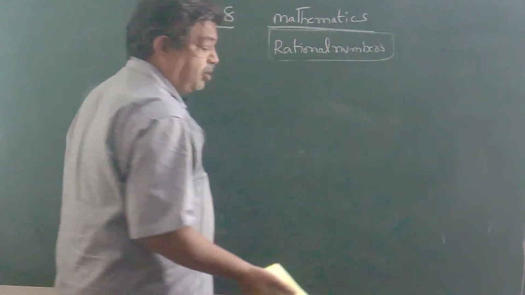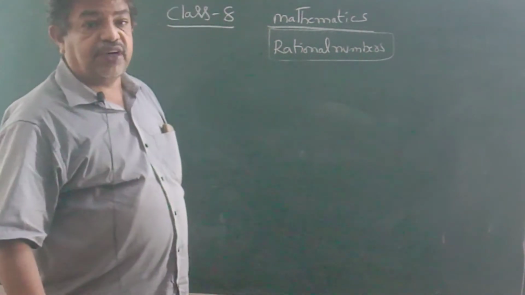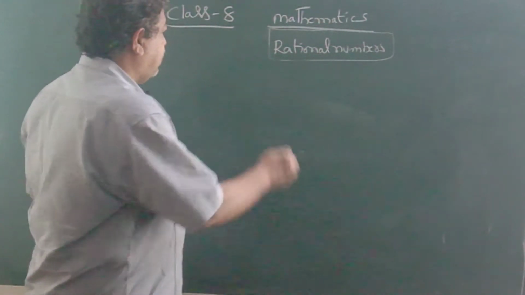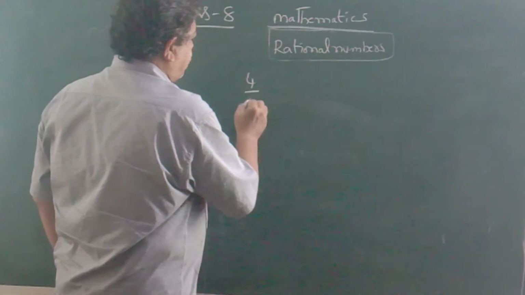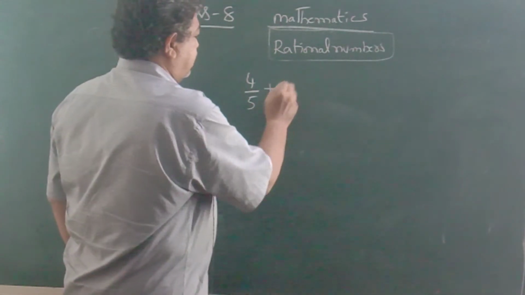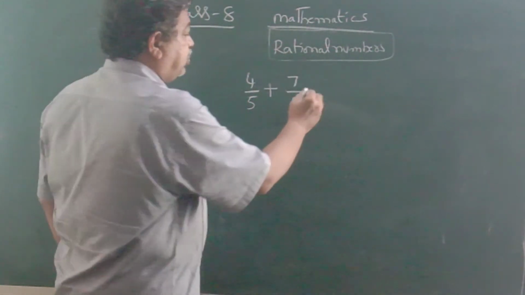Just like natural numbers, whole numbers and integers, we are going to understand the properties of rational numbers under addition, subtraction, multiplication and division. What is this? 4 by 5. Is it a rational number? Yes. What is this? 7 by 5. Add these two rational numbers.